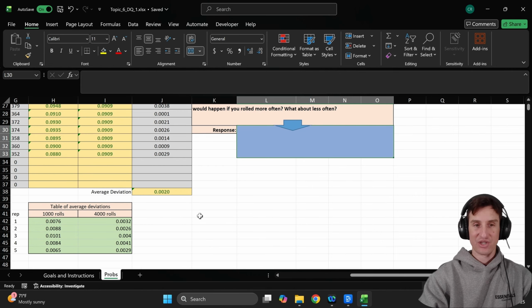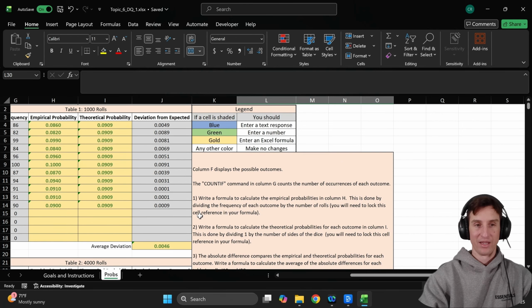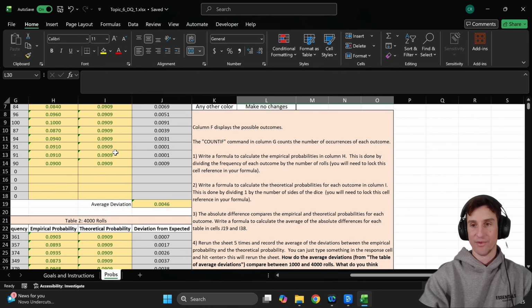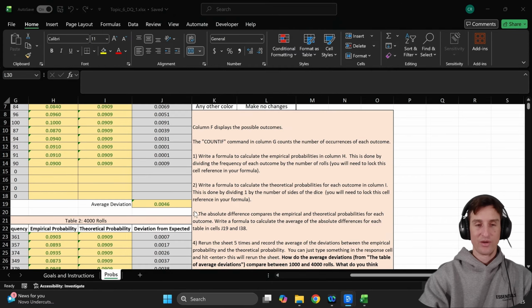Remember what the deviation is so that we know what we're talking about. The deviation is the empirical minus the theoretical. The idea here is if I rolled this die over and over again, and performed this experiment, the theoretical and the empirical probabilities would eventually be very close to almost the same. They won't ever be exactly the same, but they'd be really close. This time we did 4,000 rolls, but if we did 8,000, our average deviation would be less. If we did 16,000, 32,000, going up by factors of 2, every time we would have a smaller average deviation.